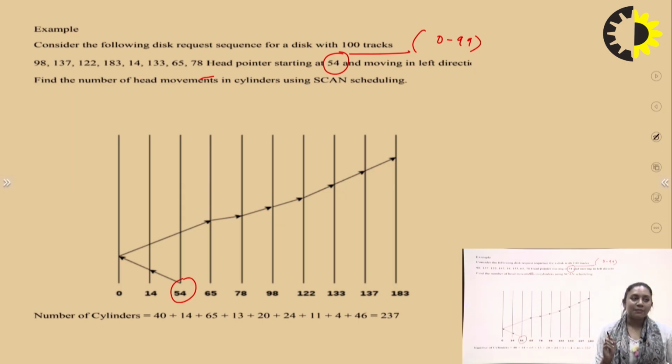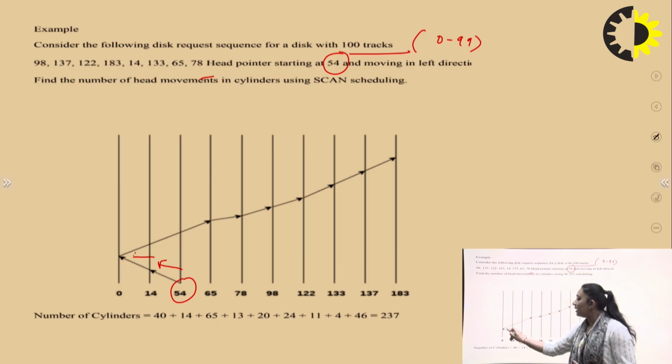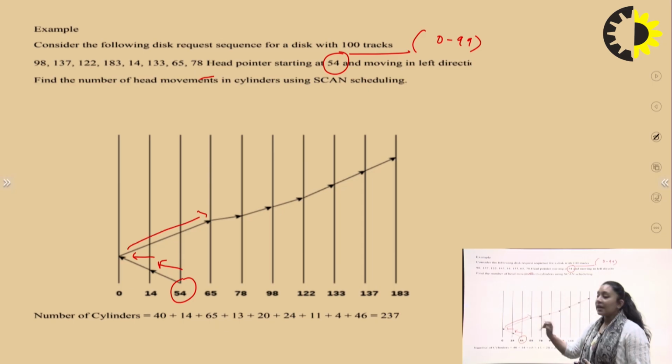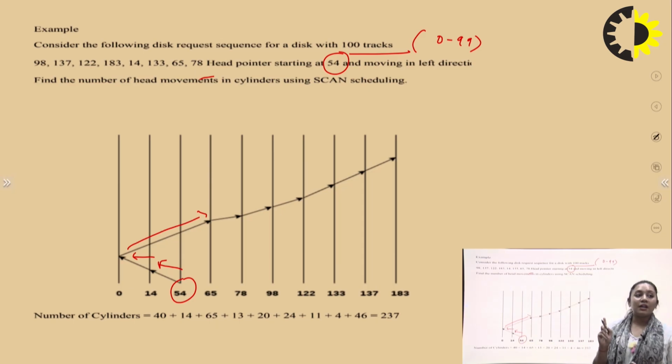The closest element to 54 is 14. Again, after 14, we have no element closer, so we need to go to the 0 value and then move to the next element, right? We need to cover all the elements, you need to scan all the elements, and keep track of all the ranges as mentioned in the disk, right?